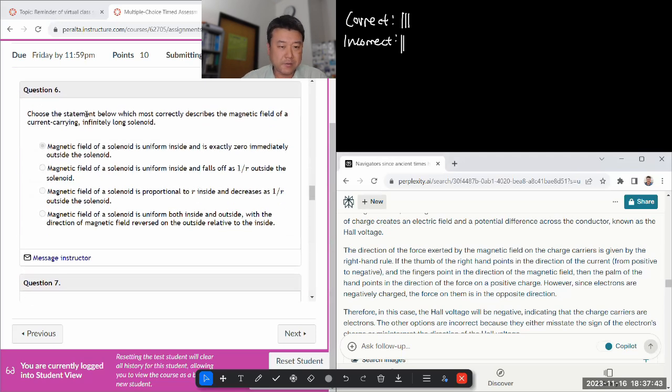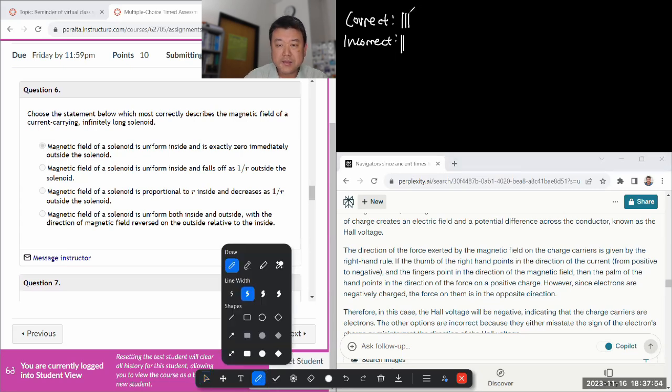Okay, choose the statement below which most correctly describes the magnetic field of a current carrying infinitely long solenoid. Field is uniform inside. Yeah, I think I saw this while we were doing it and thought, oh yeah, that sounds correct.